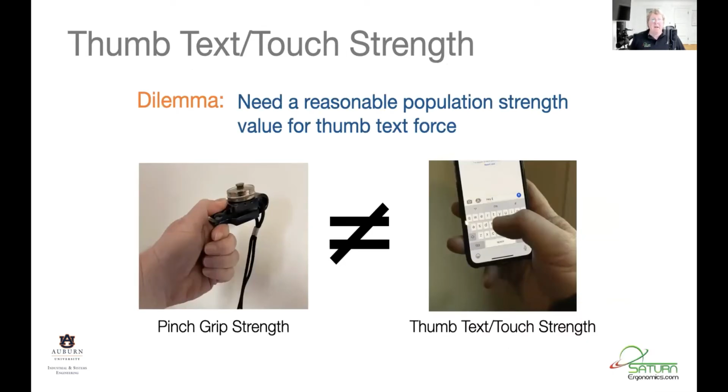Okay. Now if we look at texting and thumb forces, there's sort of a dilemma. I need a reasonable population strength for the thumb, text, or touch strength. And most of the pinch grips, I believe, are simply too high. And they have more mechanical advantage than when you're reaching across the middle of the phone texting.